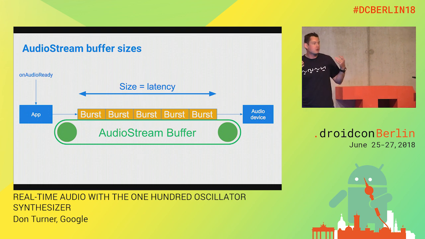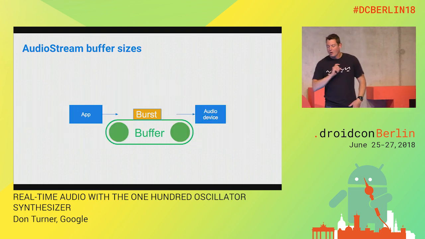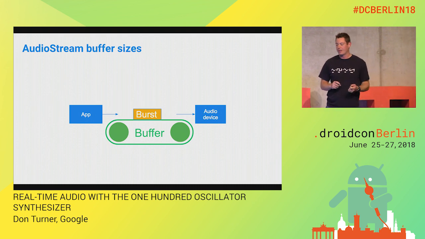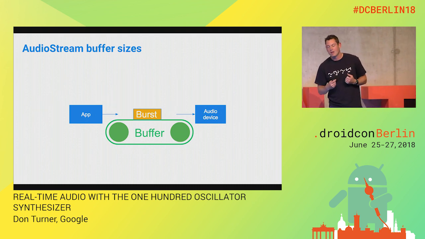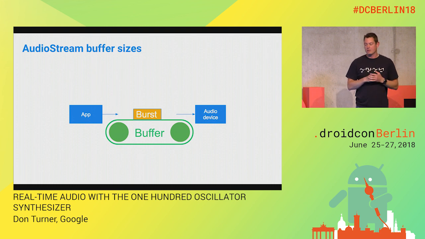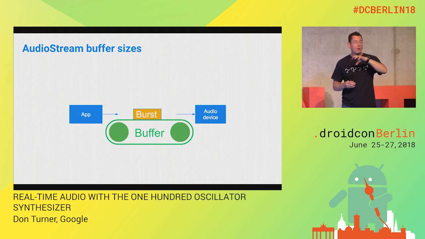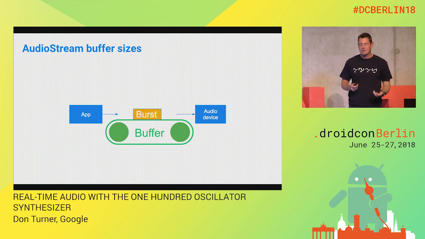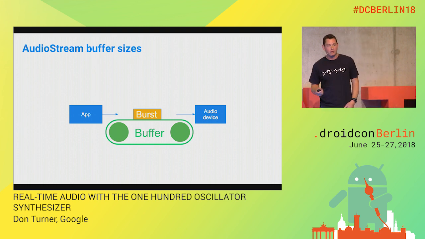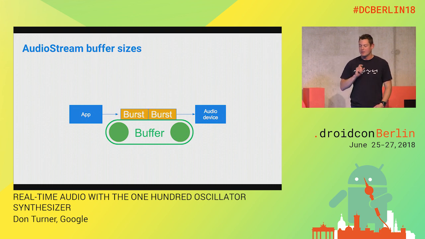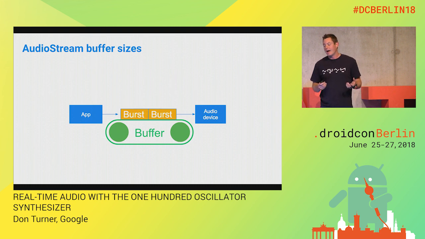So given that we can control our audio stream buffer size, why don't we just set it to one buffer? That's going to give us the minimum latency. Now, we could definitely do this. But in the world of audio, sometimes things don't go quite as planned. We might get a callback late, or we might not output this information into the buffer in time, in which case we would get an underrun or an audio glitch, which would be horrible to listen to. So what we generally recommend is to use 2 bursts, and this gives us a good trade-off between latency and glitch protection.